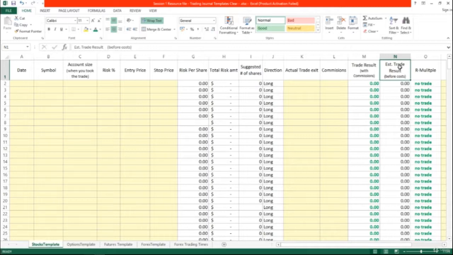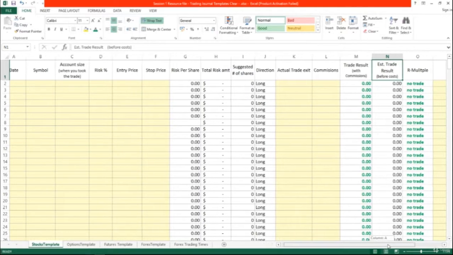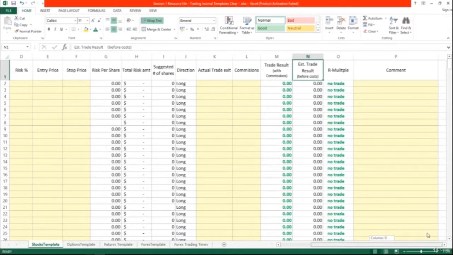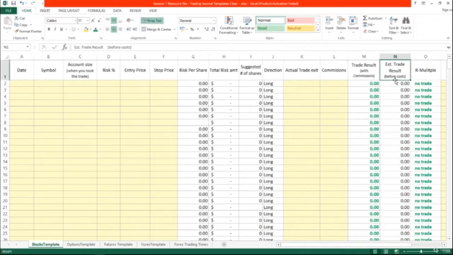This is the before cost, and we will see the result here, the total profit or loss, in this column. And I will show you how to use this. This is actually an automatic calculator, an Excel calculator, that has automatic formulas in it for you to use.